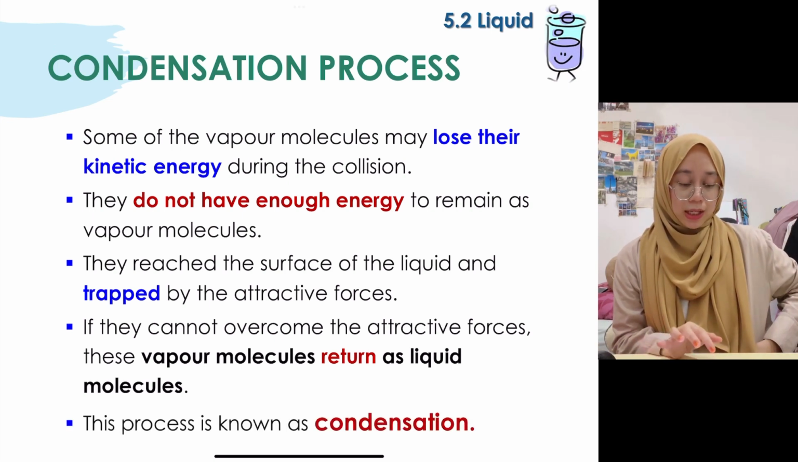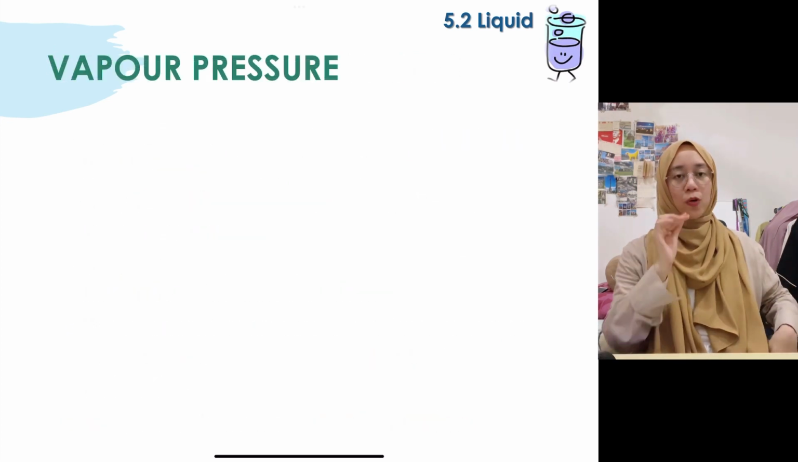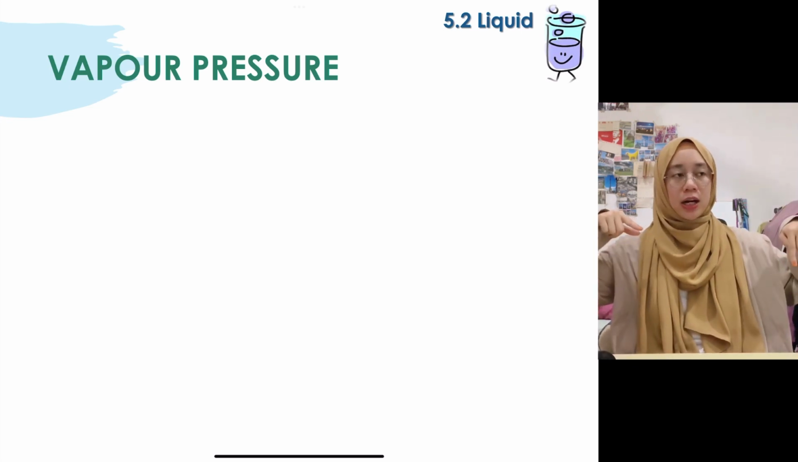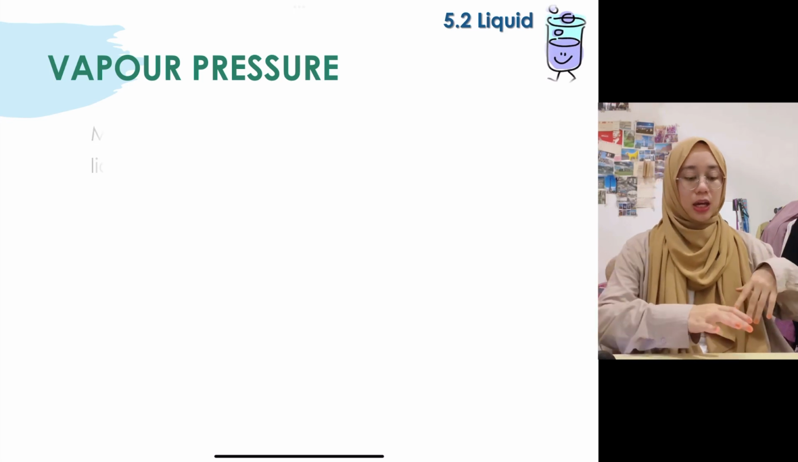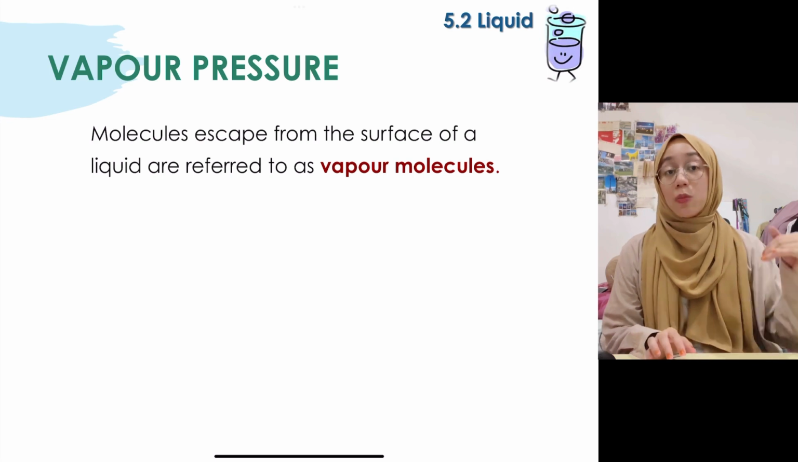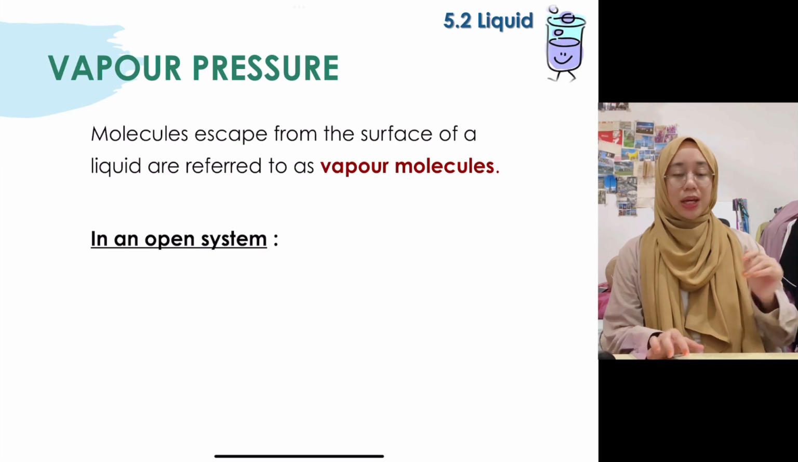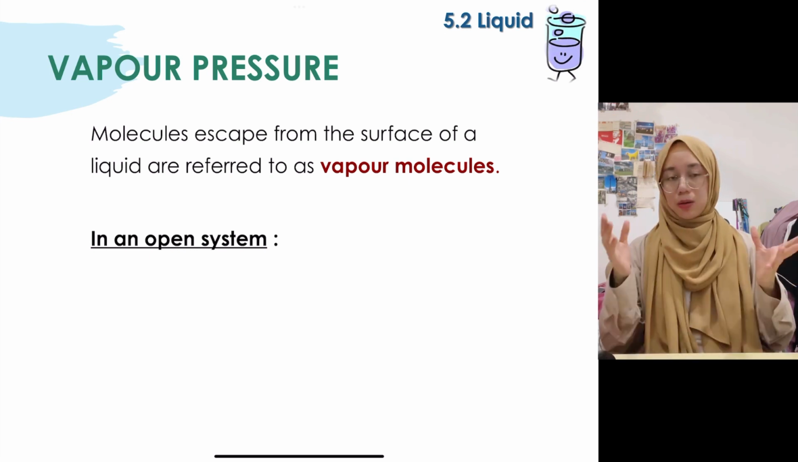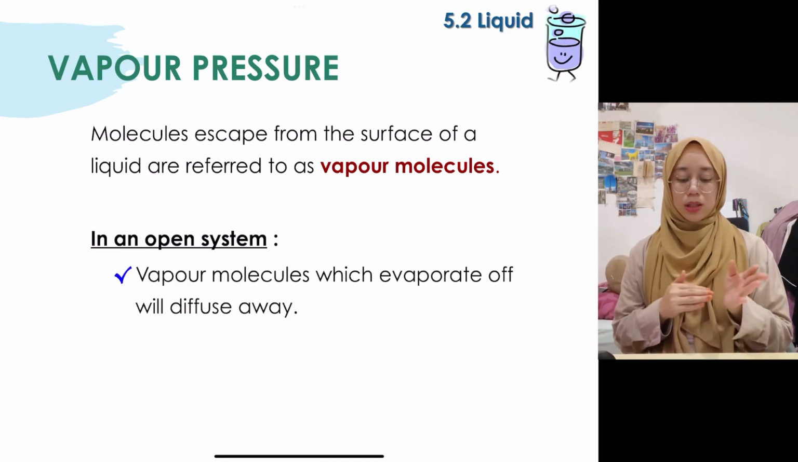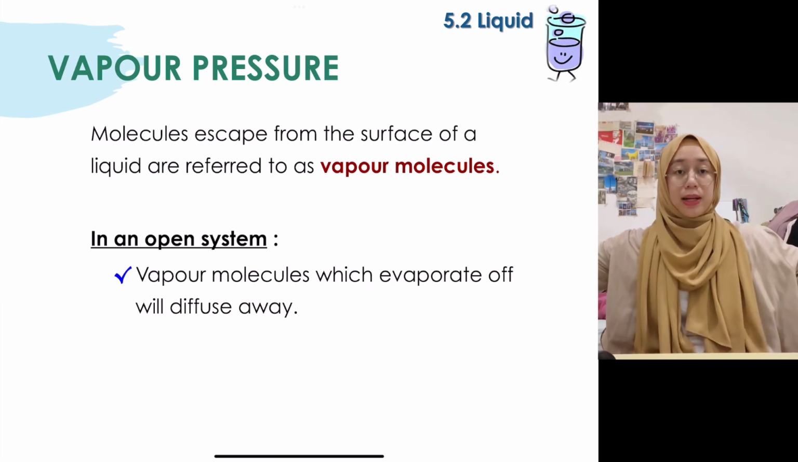Okay, so now kita nak tengok pasal vapor pressure pula. So vapor pressure berlaku apabila the gas particles they keep on colliding one another and also to the wall of the container. Okay, so molecules that escape from the surface of the liquid they are referred as the vapor molecule. Okay, ataupun sebenarnya dia dalam bentuk gas lah, tapi kita panggil vapor molecule. So in an open system, bermaksud sistem yang terbuka. Okay, kita ada container tapi tak ada penutup. Okay, so the vapor molecules which evaporate off will diffuse away. Dia terus keluar daripada sistem tu. Itu dipanggil sebagai open system.